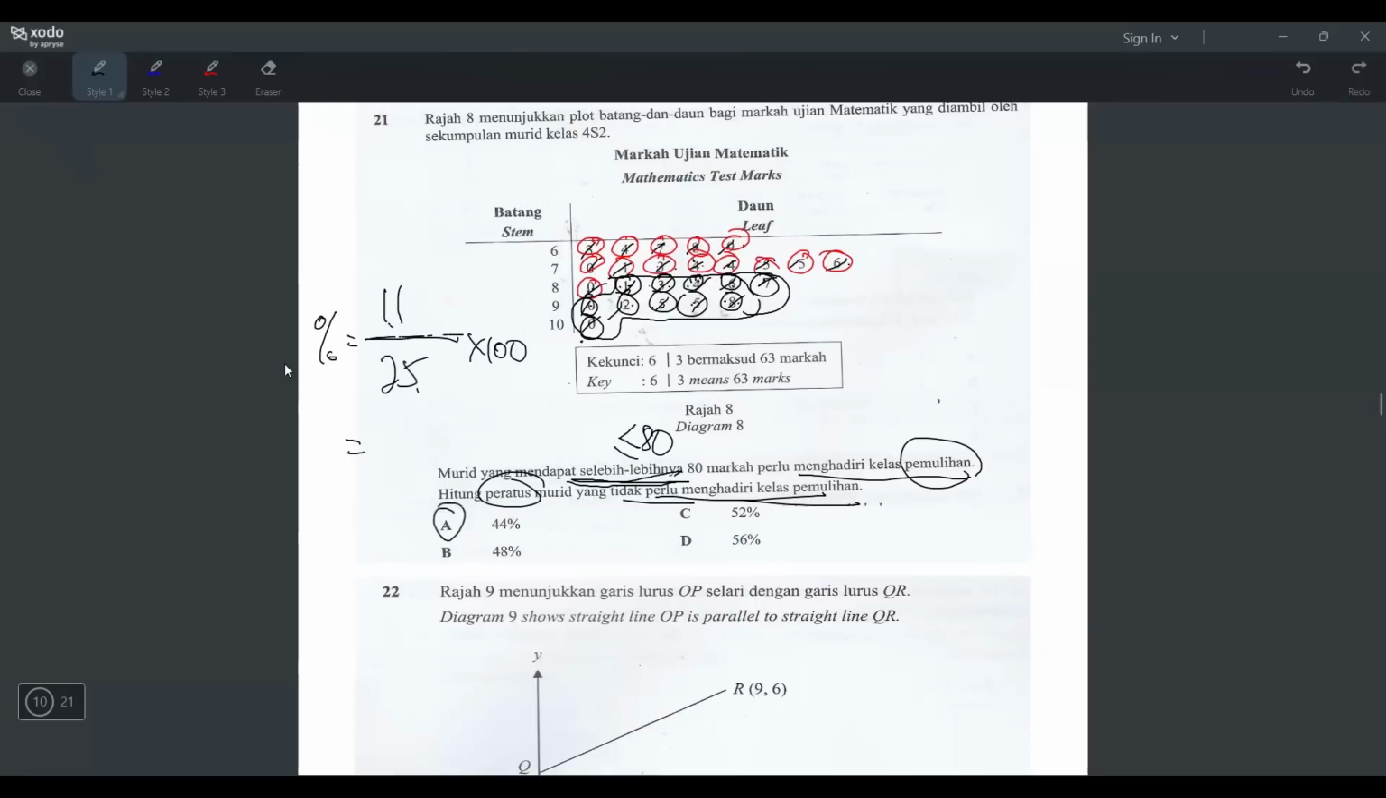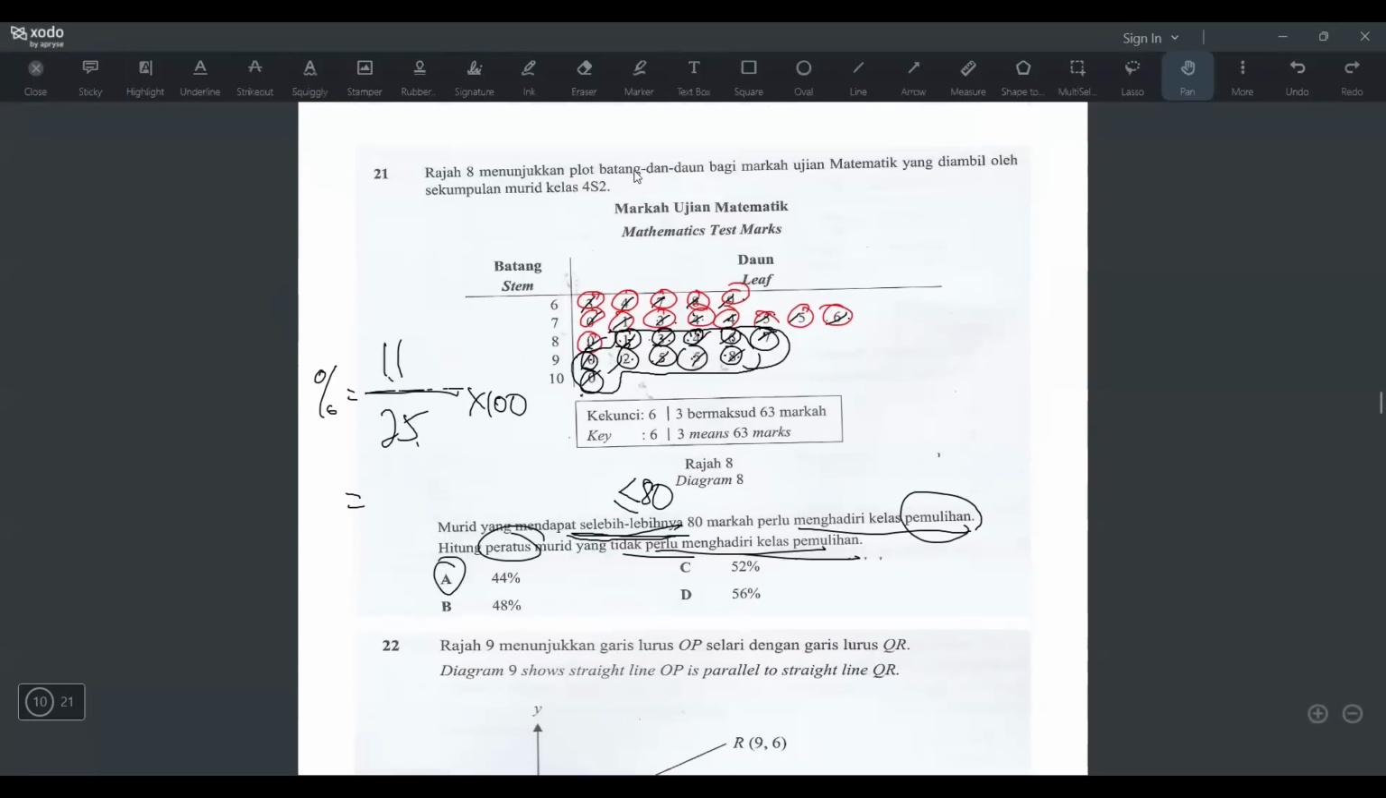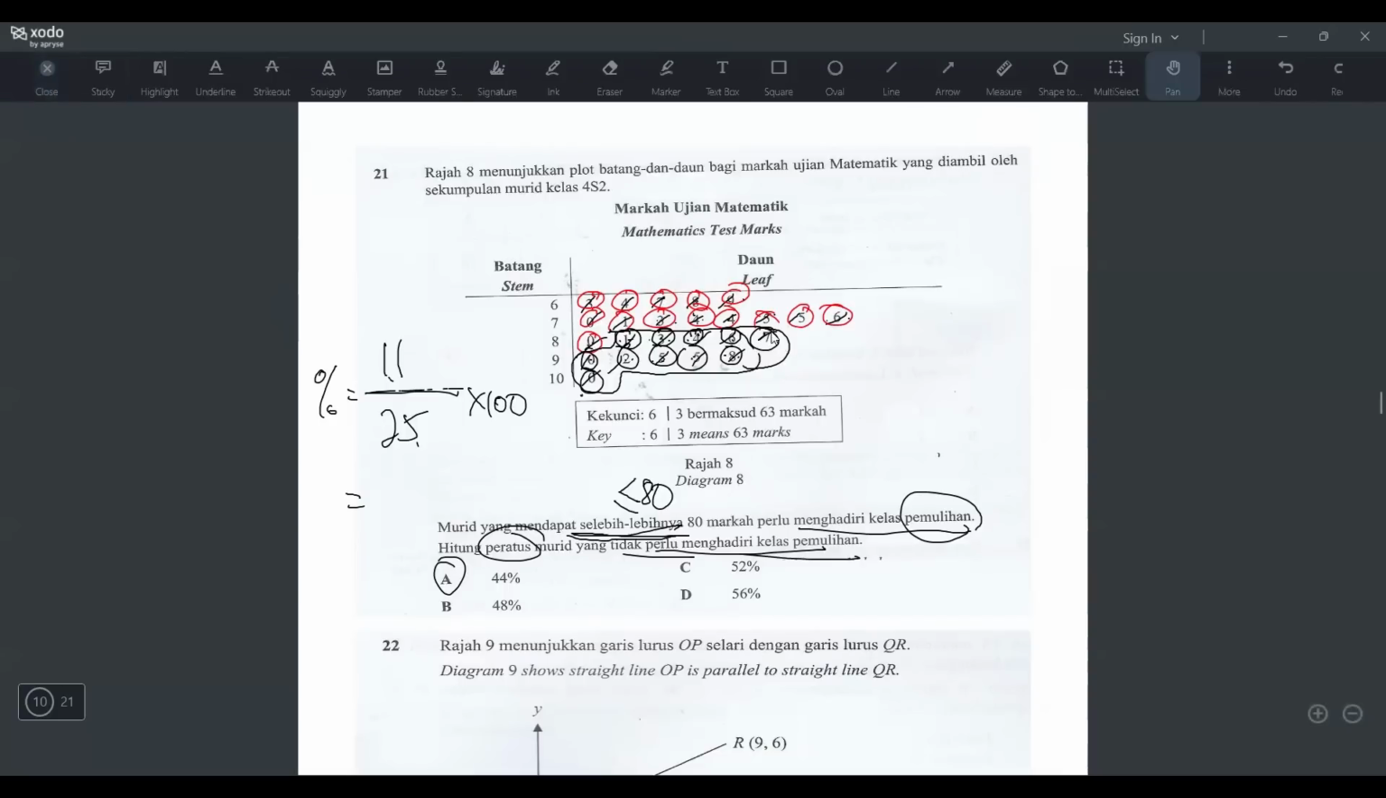Okay, sorry, I made a careless mistake just now because when I potong, I thought I potong the number, then I thought number tak ada dekat sini. Okay, so that's why I tak dapat answer. Okay, so this is the correct way. So sudah siap?